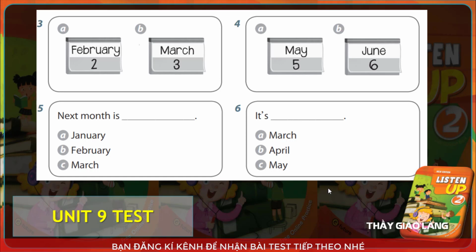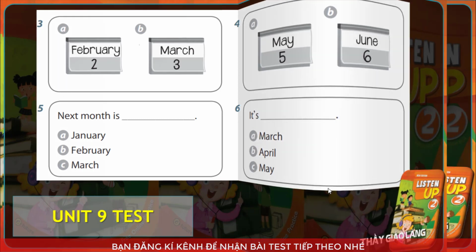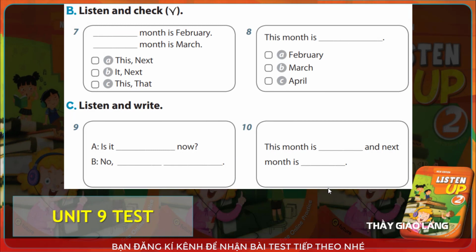5. This month is January. Next month is February. 6. Isn't it April? No, it's May. B. Listen and check. 7. This month is February. Next month is March. 8. Isn't it February? No, it's March now. Really? Yes, this month is March. Next month is April. Wow, next month is April. That's fast.